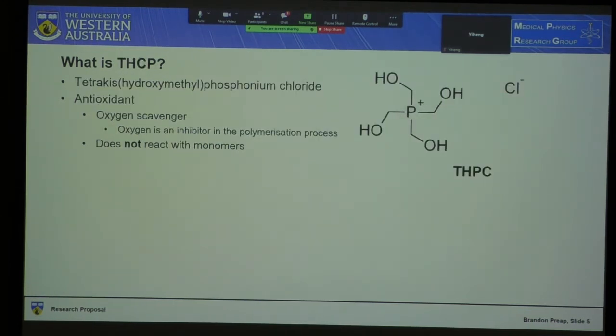Another bit that we need to add into the gel dosimeter is an antioxidant to get rid of all the oxygen, because oxygen is an inhibitor and it stops the polymerization process, making the dose less sensitive. So we want to get rid of that. THPC, which is short for tetrakis(hydroxymethyl)phosphonium chloride, has as its main role being an oxygen scavenger. What is really good about it is that it gets rid of all the oxygen, but it doesn't react with the monomers, which is what we want.